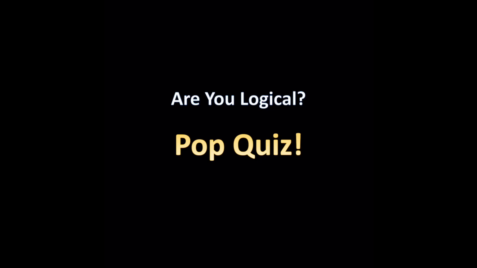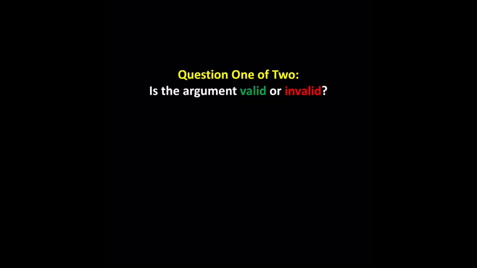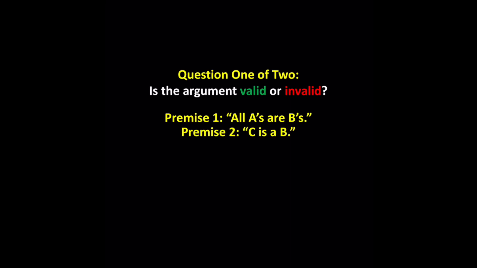Here's a pop quiz, Are You Logical? Based on the distinction between validity versus invalidity. Question 1 of 2, is the argument valid or invalid? Premise 1, all A's are B's. Premise 2, C is a B. Conclusion, thus C is an A. Is it valid or invalid? Does that conclusion necessarily follow from those two given premises? Think about it.